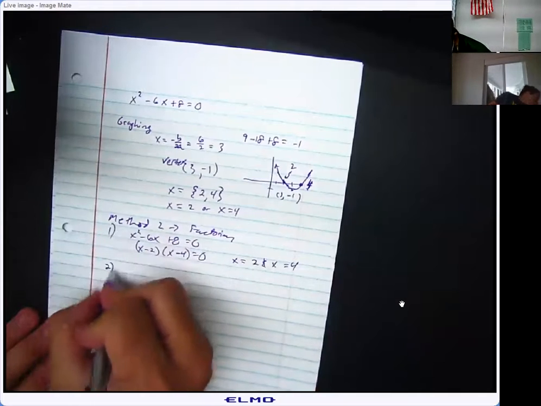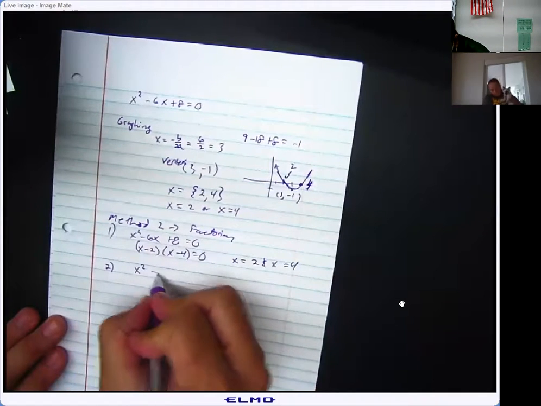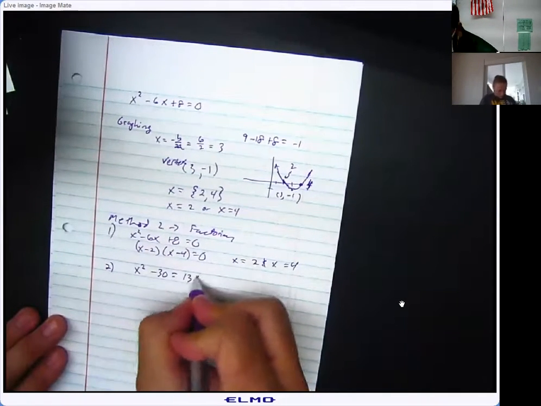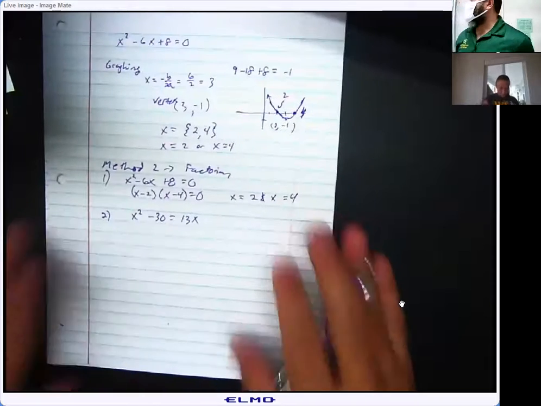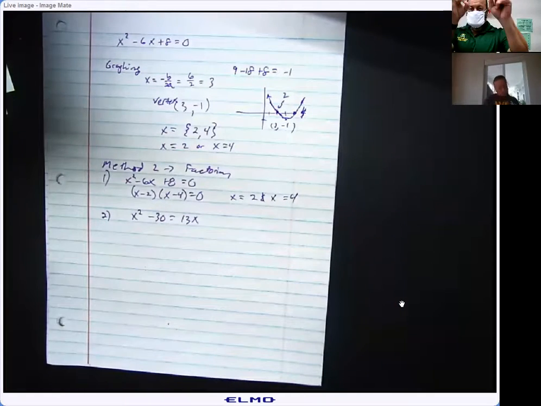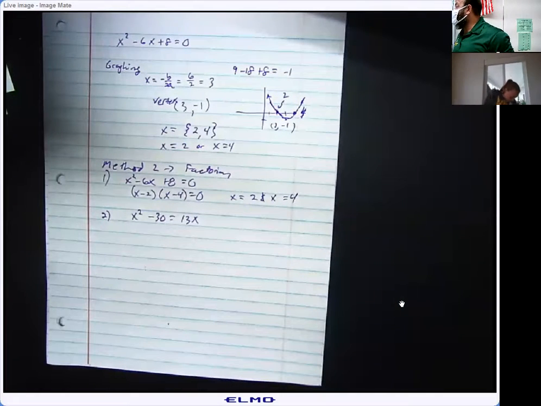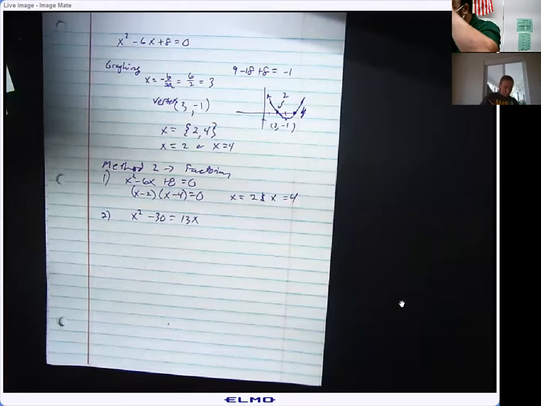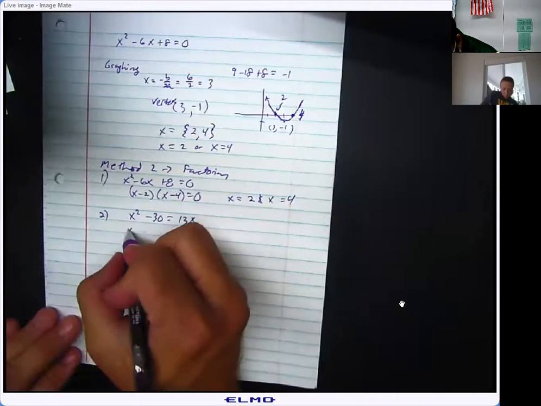How about this guy right here? X squared minus 30 equals 13x. Now that problem, obviously I did something to it. Notice I didn't make it equal to 0, but what are we going to do then? If it's not explicitly equal to 0, what's your job? Make it equal to 0. So let's pop that thing across.